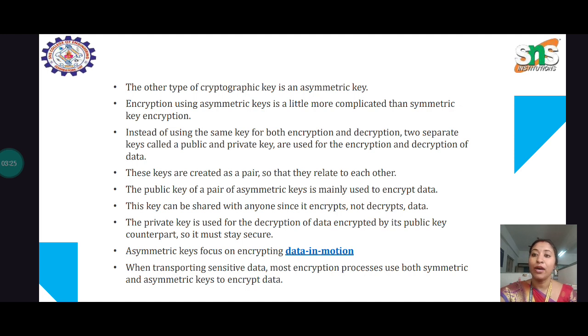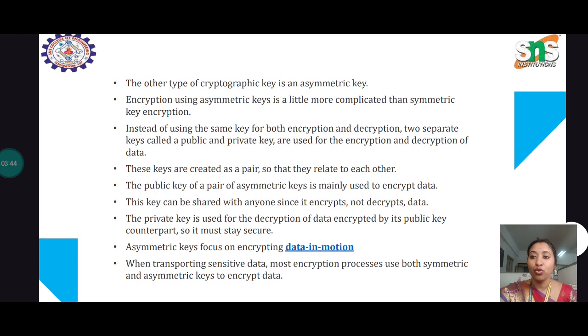The public key is mainly used for encrypting the data. The public key is used for encryption, and the private key, which every person must have individually, is the main difference. The private key is used for the decryption of data encrypted with the public key. Asymmetric keys focus on encrypting data in motion.